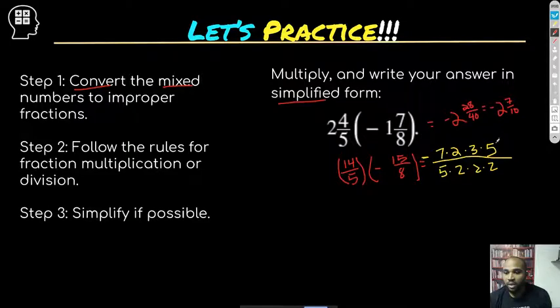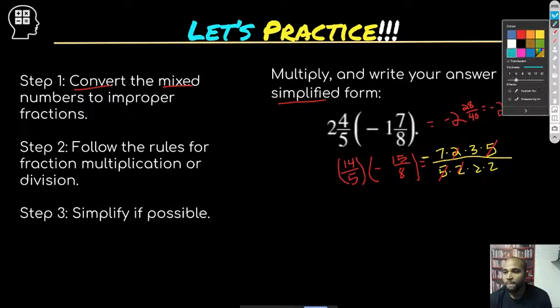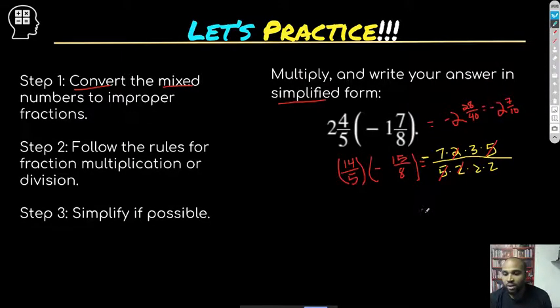And now I'm looking at the top and bottom, and I see we have 5's that can cancel out, and we have a set of 2's that can cancel out, but I don't see anything else. So when I write this, I know I'm going to have a negative. Let's do a different color. I'll do light blue. So I'm going to have a negative 7 times 3 is 21, and 2 times 2 is 4.